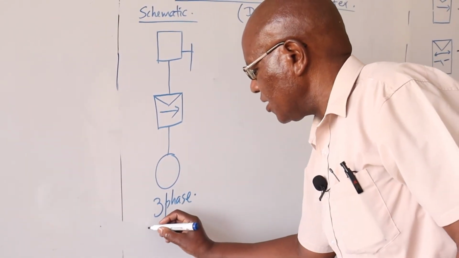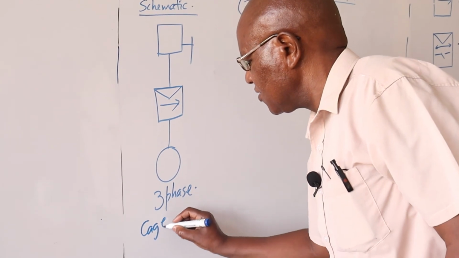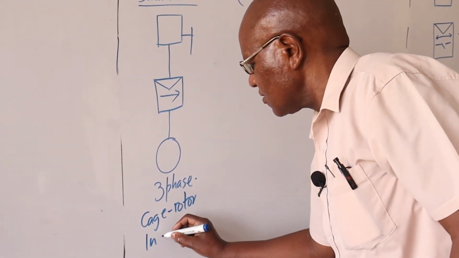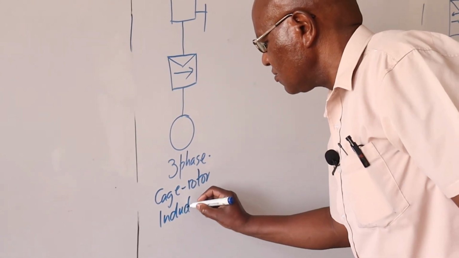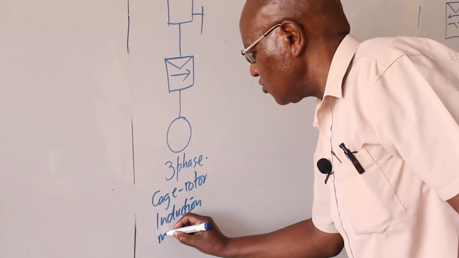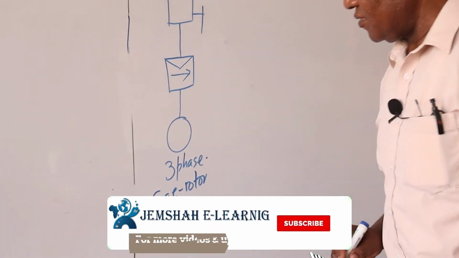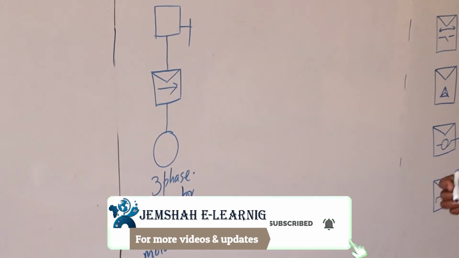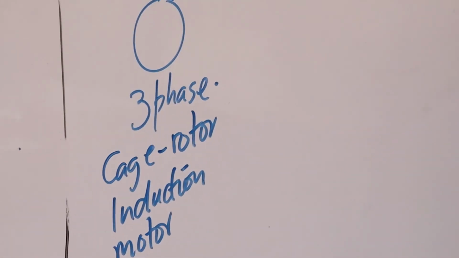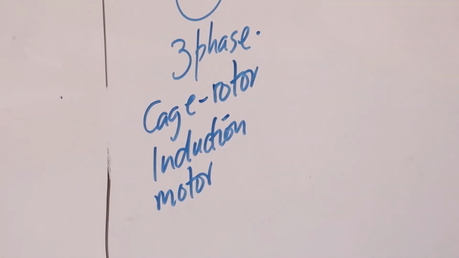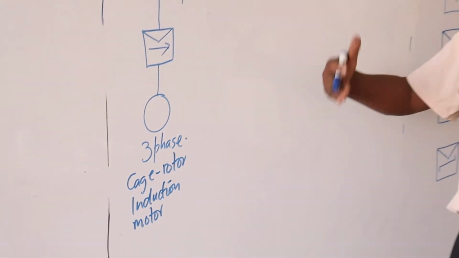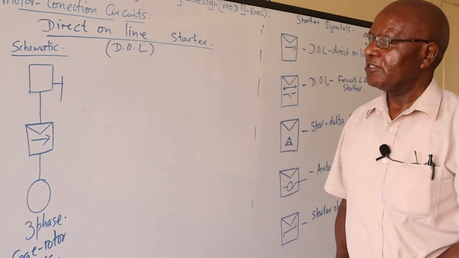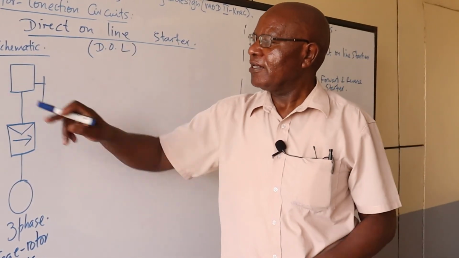In this case, I want a cage rotor induction motor. I think in your circuit analysis, the three-phase cage rotor induction motor you are aware of. In that one, the rotor has just copper bars shorted at each end. The only windings we have are the stator windings. So a schematic diagram would look like that one here.